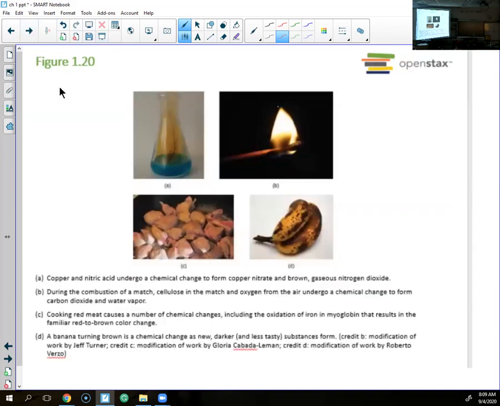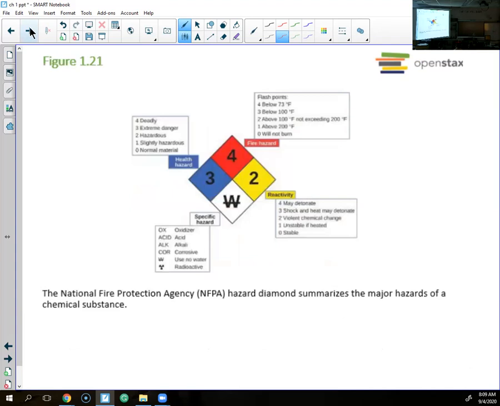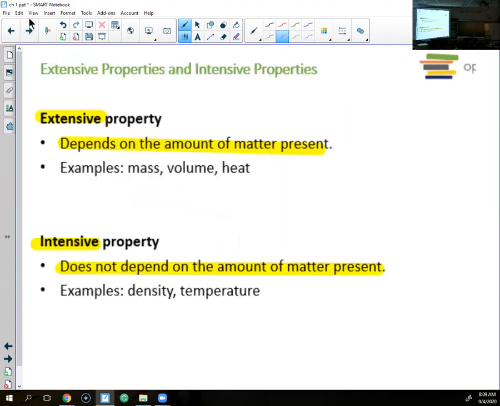Then here's just some other things. We're just going to move on, and here we go. After this slide, we'll talk a little bit about this over here. These are new terms, unless you read. We have an extensive property. An extensive property depends on the amount of matter present. That is a big deal. We'll use that throughout the year. An example would be mass, volume, and heat.